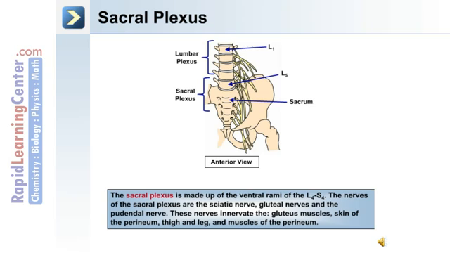The sacral plexus is made up of the ventral rami of L4 to S4, and the nerves of the sacral plexus are the sciatic nerve, the gluteal nerves, and the pudendal nerve. These nerves innervate the gluteus muscles, the skin of the perineum, thigh and leg, and the muscles of the perineum.